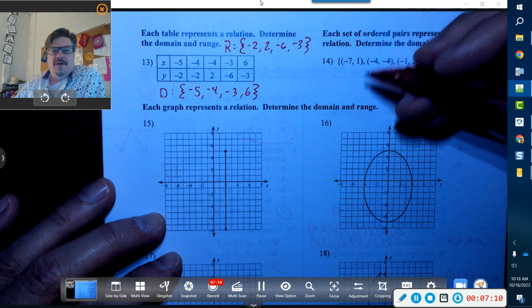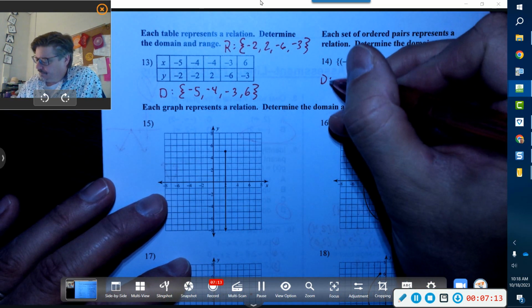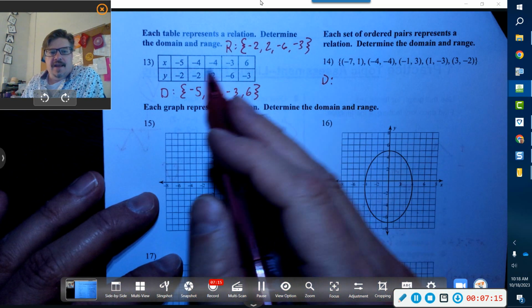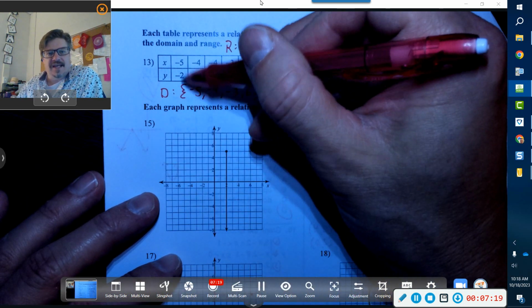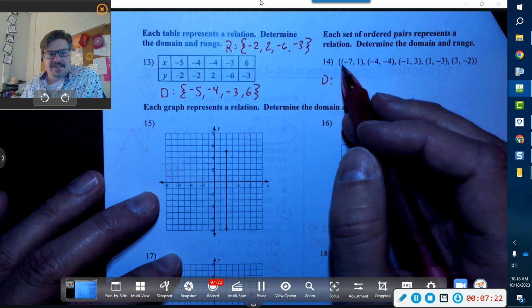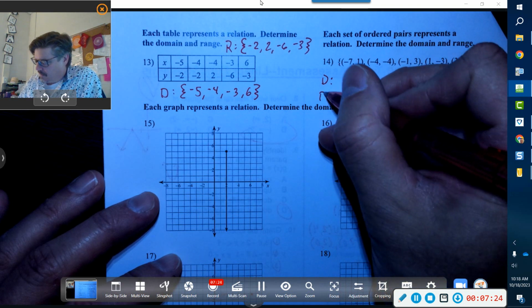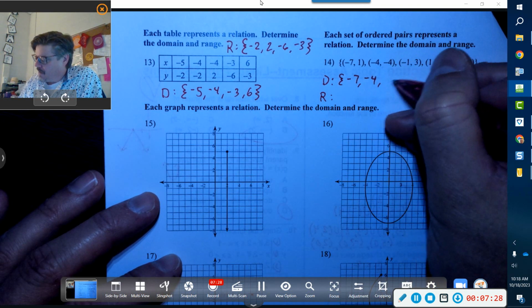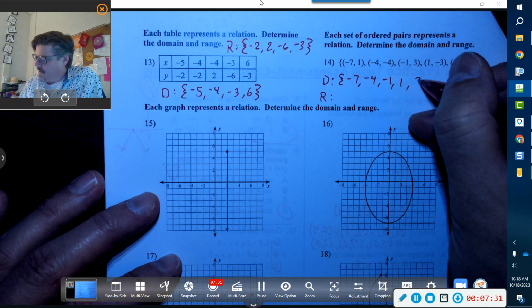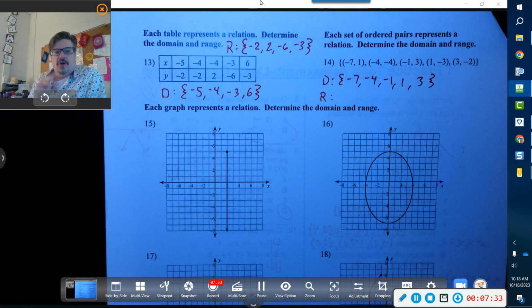Okay. Now if I'm given points, it doesn't matter. Basically, these and these are kind of the same way. It's just these guys are done vertically. These guys are done next to each other. So I can just do it like this. My domain is negative 7, negative 4, negative 1, 1, and 3. I don't have a continuous interval. I've got a point to point to point to point. All I did there was list all of my x coordinates.